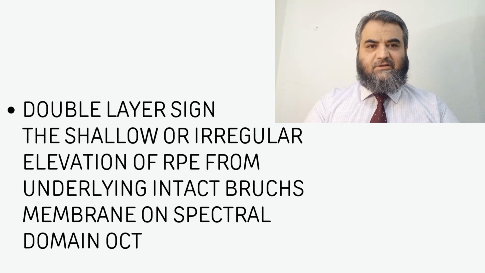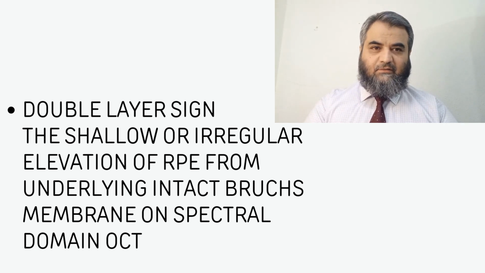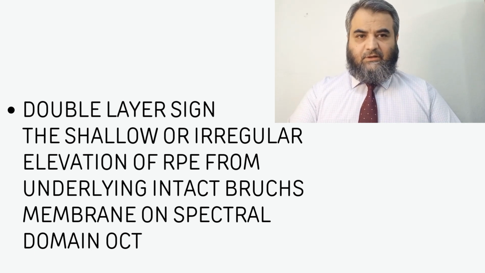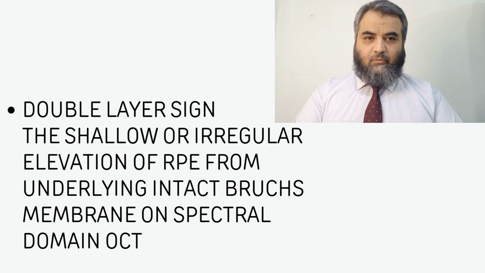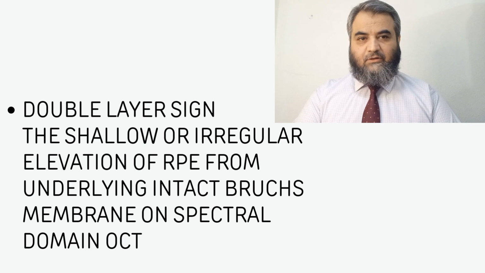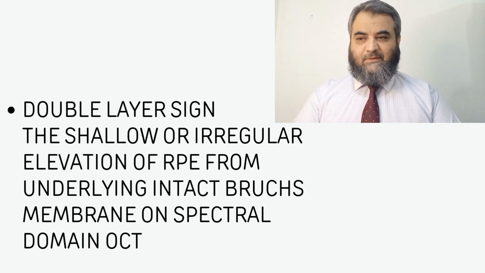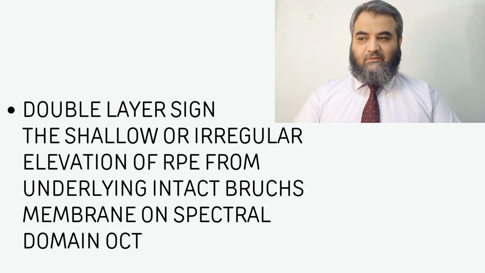Initially I mentioned a characteristic feature of these pigment epithelial detachments, whether it is because of polypoidal choroidal vasculopathy or because of wet ARMD. There are two layers. One is the irregularly defined pigment epithelial detachment, which is separated, with well-defined fluid, liquid or blood, from the intact Bruch's membrane, and this is visible on spectral domain OCT. So this double layer sign is very characteristic, which I will show you now.